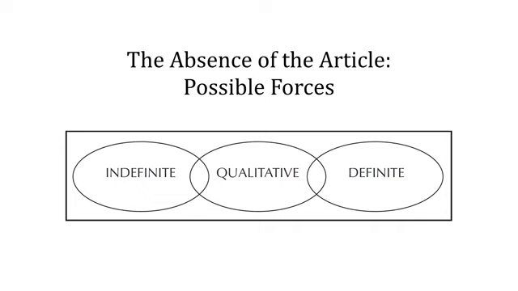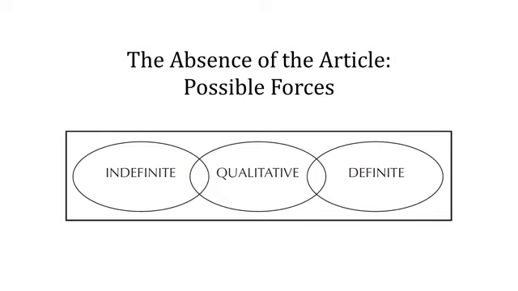Can a noun or a substantive, when it does not have the article, can it be definite? Yes, it can. But there's two other ideas it can have. It can also be indefinite, or it can be qualitative. And you'll notice in these Venn diagrams that there is some overlap.